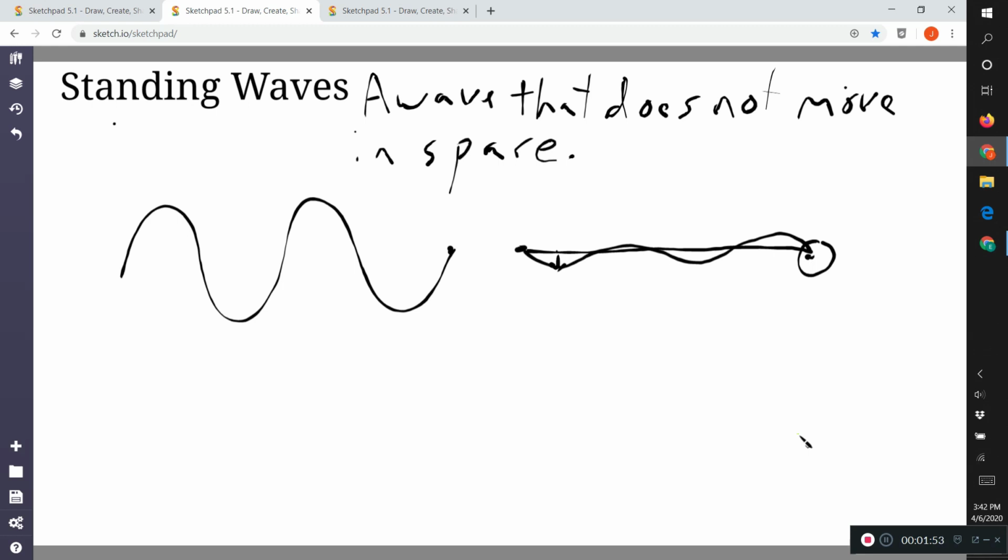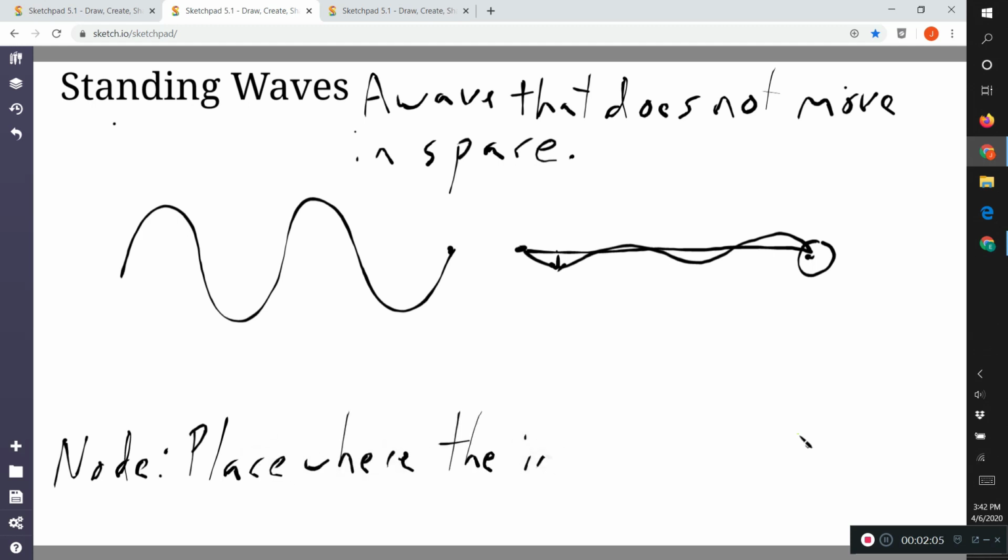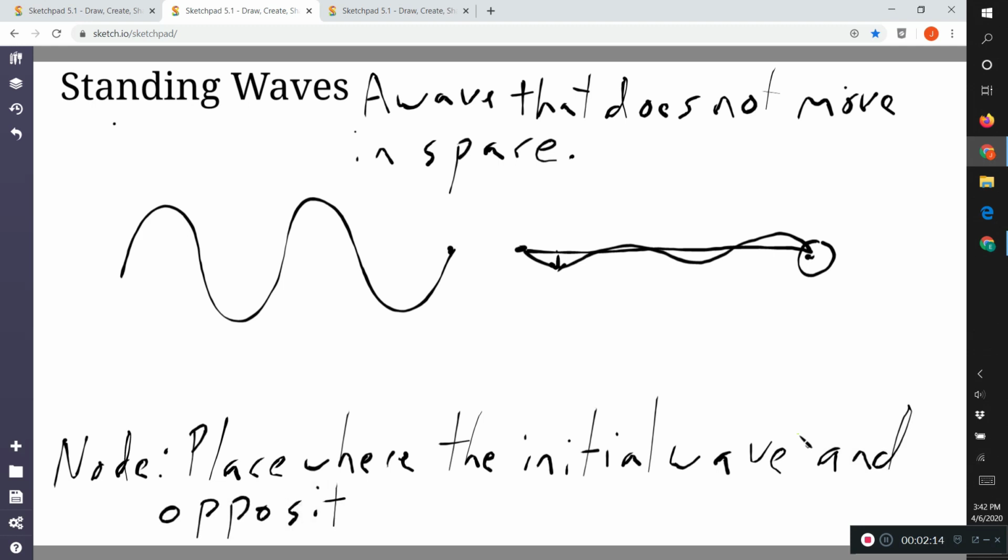All right. Now, in any standing wave, they have what are called nodes. And nodes are places where the initial wave and opposite wave cancel. Essentially the places where you have zero amplitude on your wave, where it just stays stationary.